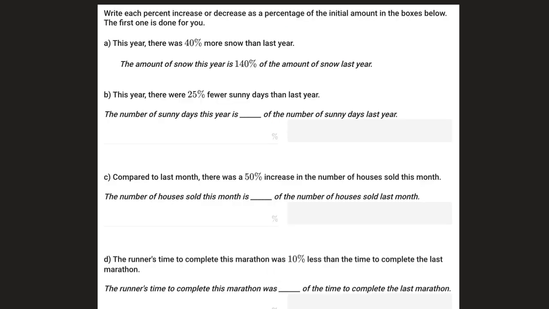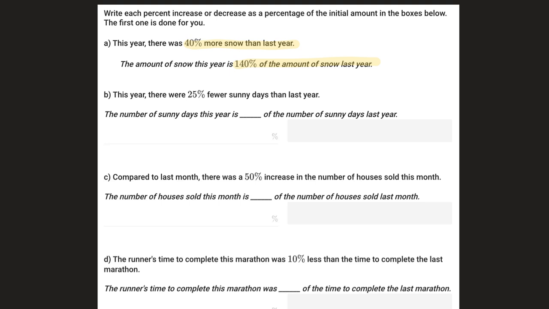Question 4 asks us to write each increase or decrease as a percentage of the initial amount in the boxes. The first one, so let's look at A. It says, this is an example. This year there was 40% more snow than last year. The amount of snow this year is 140% of the snow last year.